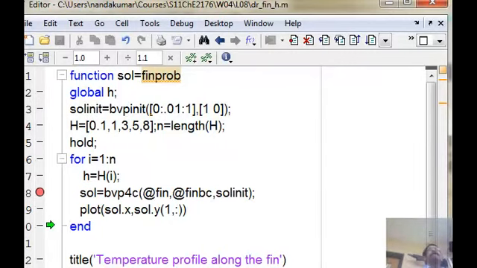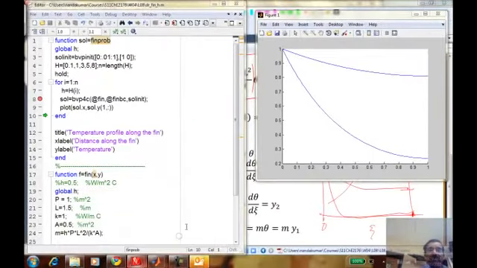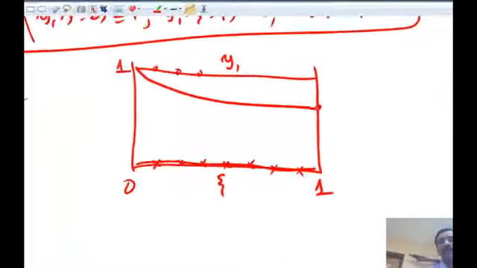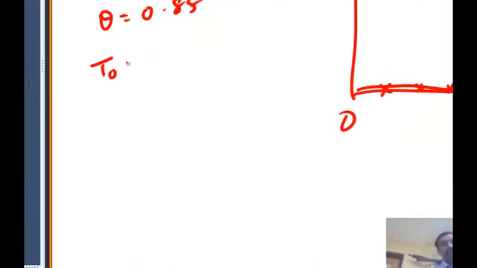Do you understand the question? Exactly. You're on the right track. Okay. So the question that I'm asking is, if I give you that theta is equal to 0.85, there is a profile like this, and for h is equal to 0.1, second boundary condition, and theta is 0.85, what is the real temperature if T0 is 200 degrees and T infinity is 25 degrees? What is the real temperature?